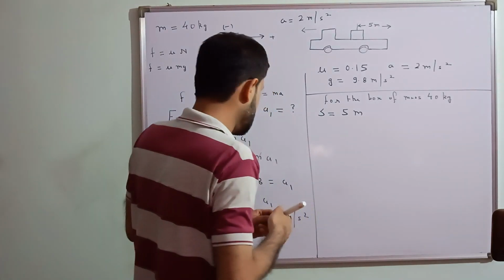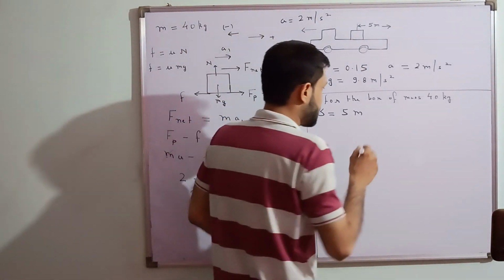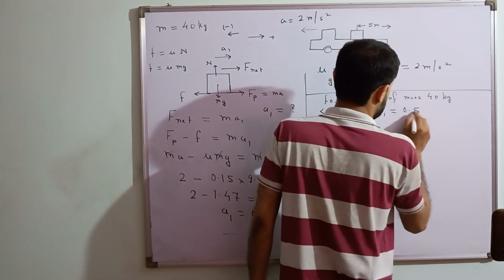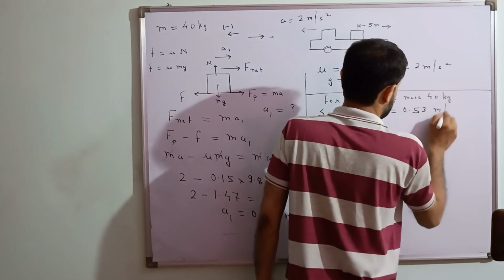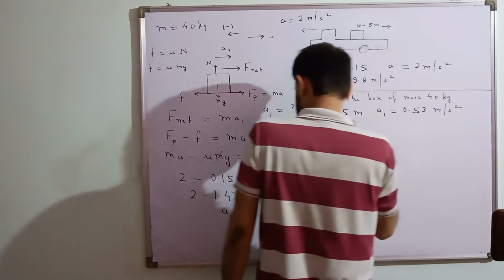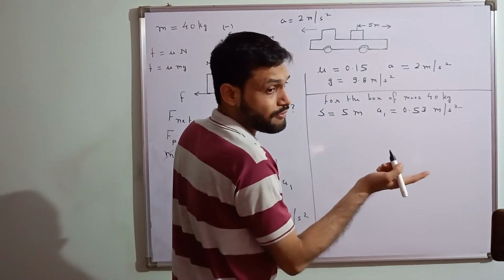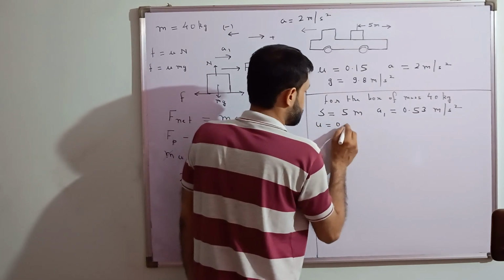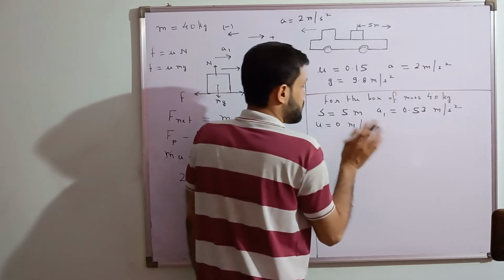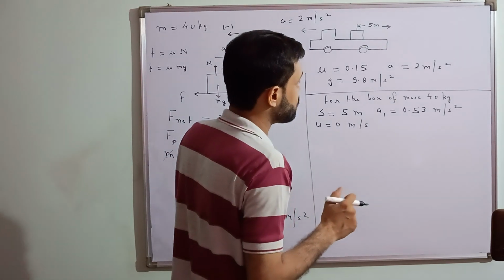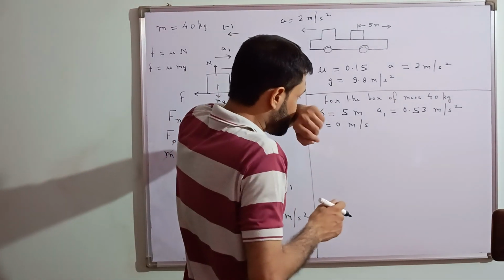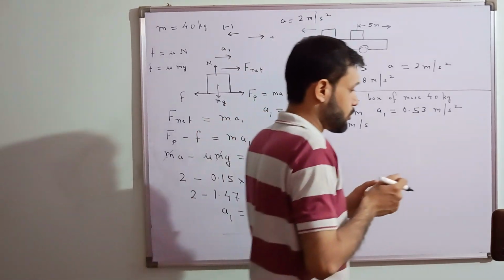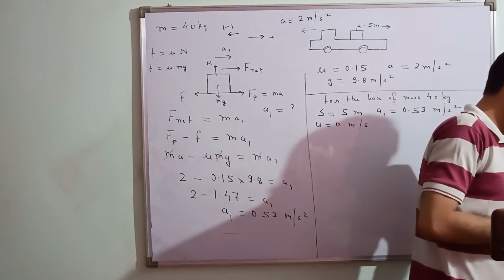Okay. The next thing is, what is the acceleration? Acceleration will be 0.53 meter per second square. Next, what do we have? What is the initial velocity? Initial velocity is 0 meter per second. So what do we need to find? We need to find the time period. How can we find the time period?